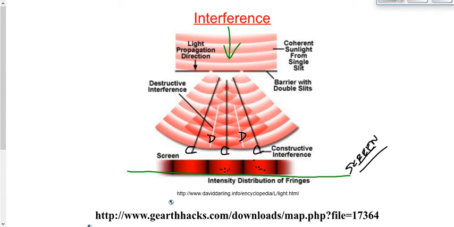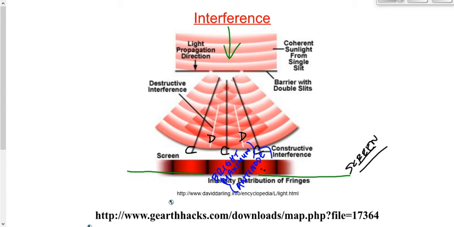Now, we've been calling this red spot a bright spot. We could also call it a maximum. A bright spot is a maximum. We could also call it an antinode. Bright spot, dark spot, antinode. We talk about our physics thesaurus. Bright spot means maximum. Bright spot means antinode.